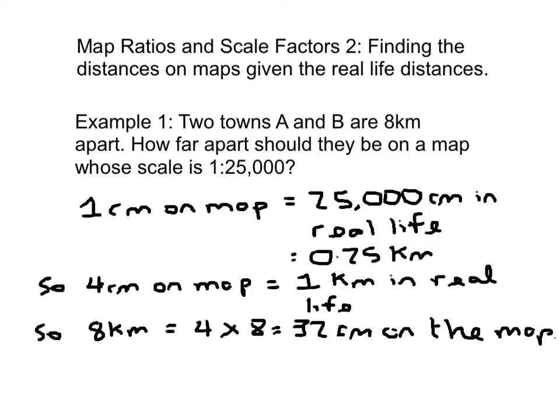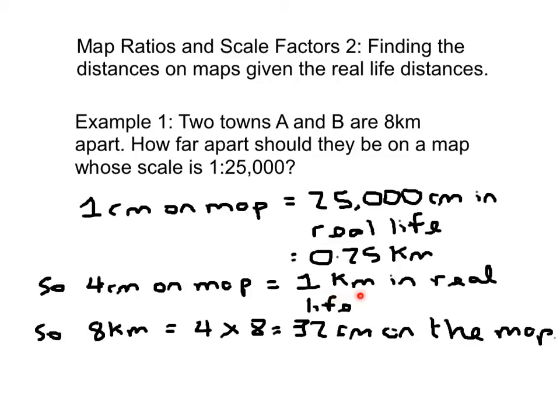So, if the scale is 1 centimeter on the map to 25,000, that means we've got 25,000 centimeters in real life compared to 1 centimeter on the map, which is the same thing as 0.25 kilometers. So every single 1 centimeter on our map represents 0.25 kilometers in real life. So, just to make it a little easier, that means 4 centimeters on our map equals 1 kilometer in real life. And again, knowing what 1 kilometer is just makes our life a little bit easier doing the next calculation.